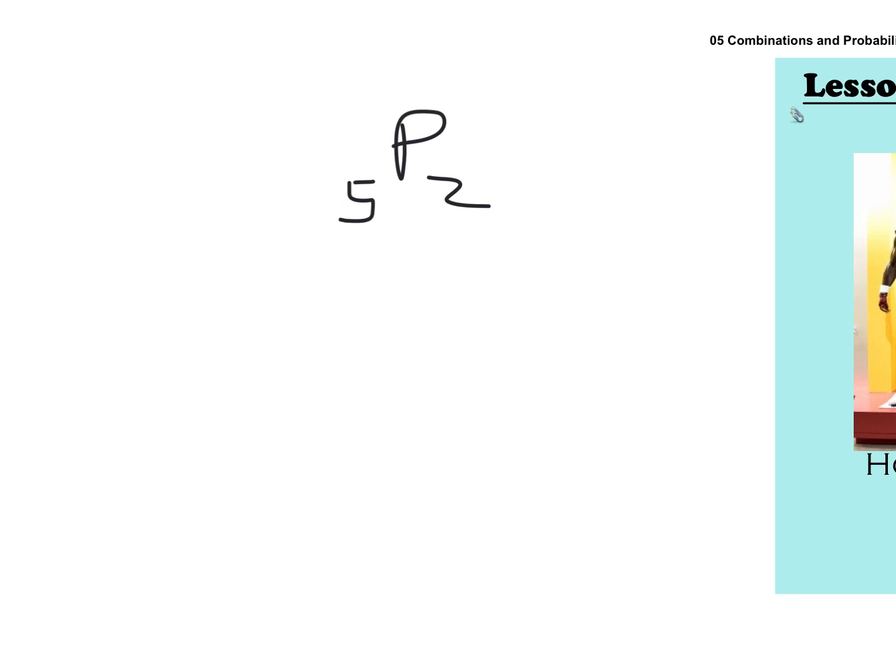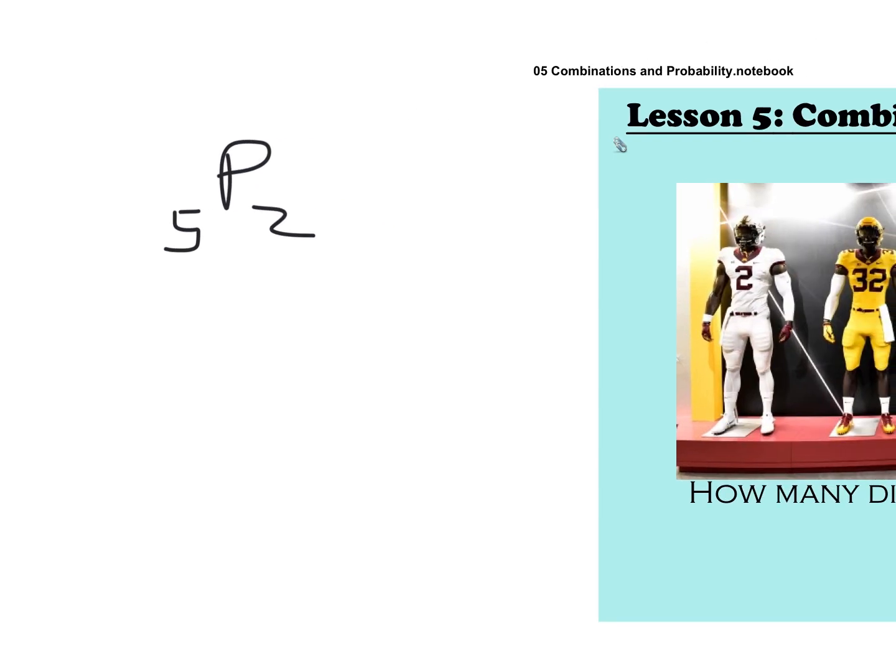All right, so how would you do the answer for this? Well, you do it with a 5 factorial. Would you please finish it and get the answer? How many ways could those 5 kids finish first and second?